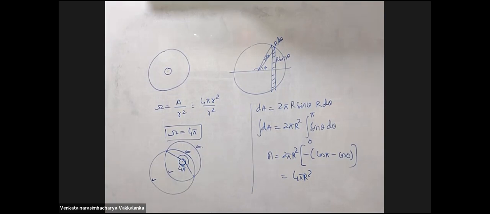Sir, shouldn't solid angle be unitless? Because it is area upon radius square, the units will get cancelled. It doesn't have a dimension, but it's a physical quantity. Yes, sir. The angle will not have a dimension.